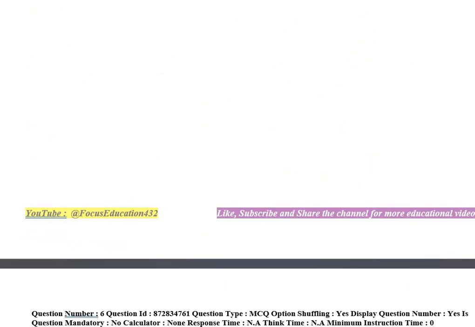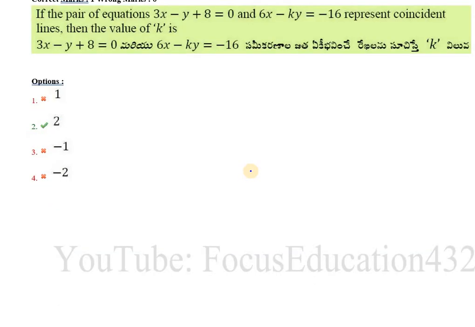Now moving to the next question. In the pair of equations 3x minus y plus 8 is equal to 0 and 6x minus ky equal to minus 16, which represent coincident lines.